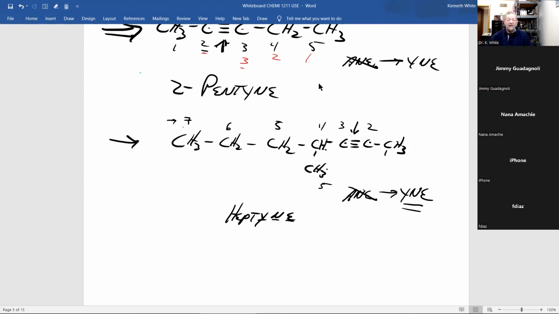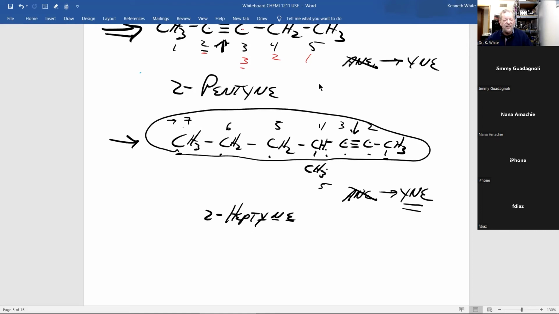Now, which carbon of the triple bond is closest to the end of the chain? If we start here, it's on carbon 2. If we start here, it's 1, 2, 3, 4, 5. Which is smaller, 2 or 5? And time's up. Hopefully you pick 2. So that's 2-heptyne. And as soon as we say that, all of that is spoken for. Are we done? No. Oh, look, it's your good buddy, the methyl group.